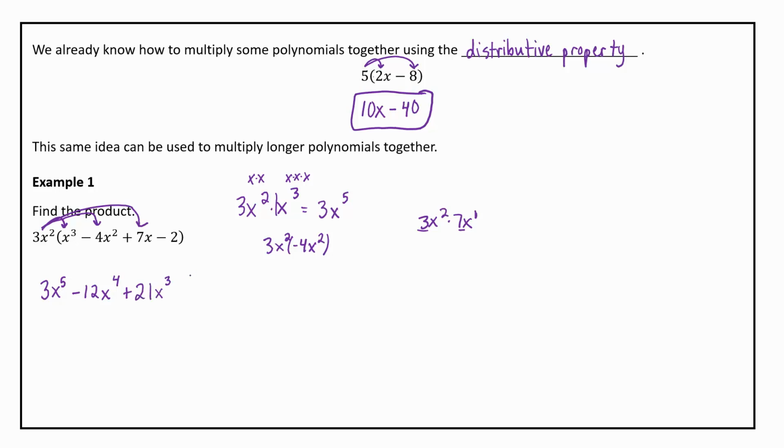X cubed. And then finally, since we're keeping track here, it's easy to see we still have 3x squared times negative 2. And so 3 times negative 2 is negative 6x squared. So here is our answer. And that's it.